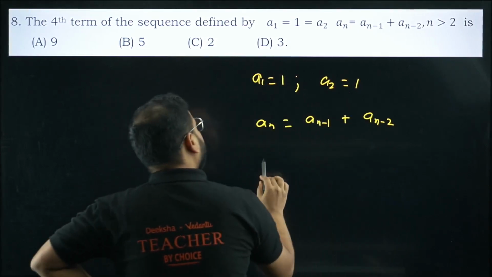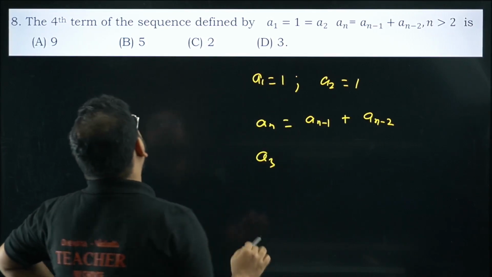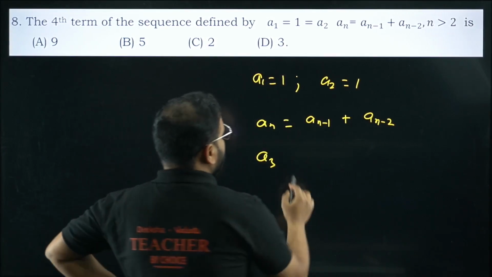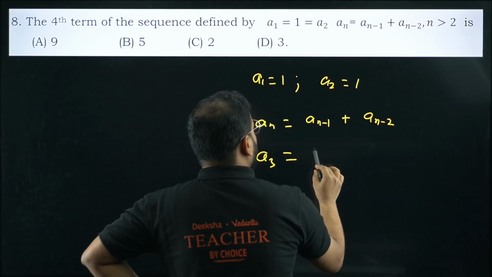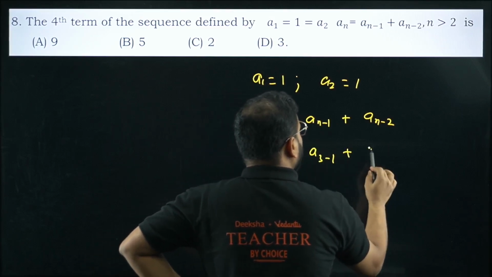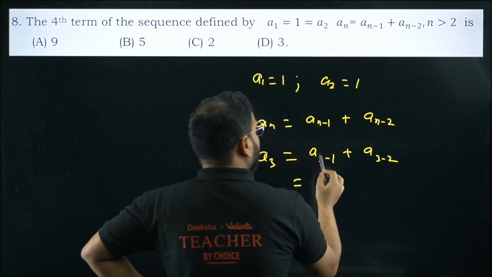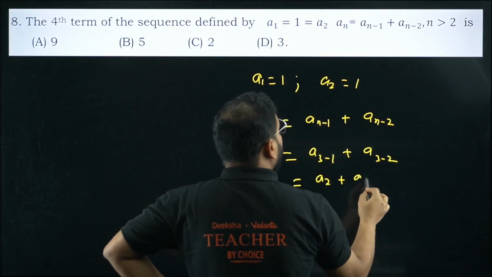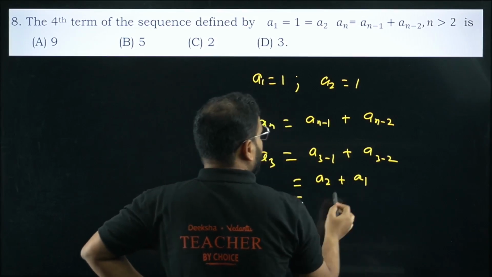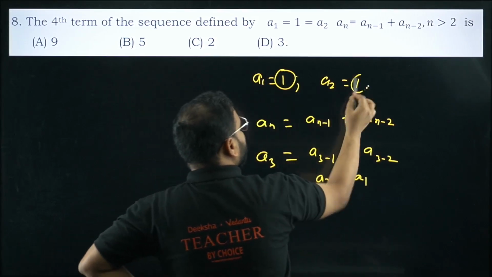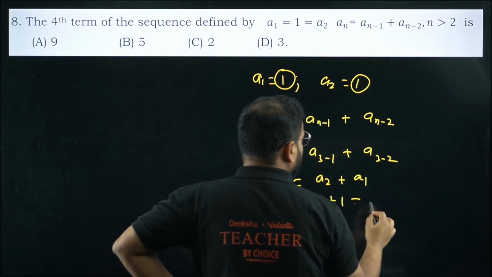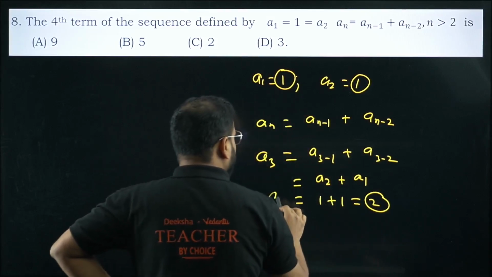Let's do one thing. Let's find A3 first. They're asking for the 4th term, no? Right here A3 will become a of 3 minus 1 plus a of 3 minus 2. What I'm getting over here is a of 2 plus a of 1. This value is 1 and 1, right? So add here, I get 1 plus 1. How much is that? Simply 2. So I'm getting A3 as 2.